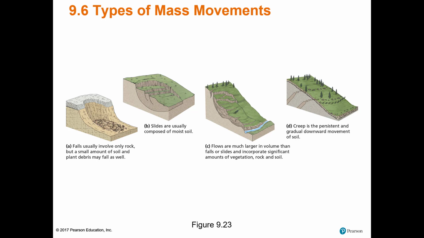Slides are usually composed of moist soil. A flow, which is shown in C here, is much larger in volume than a fall or a slide, and they have significant amounts of vegetation, rock, and soil. And then finally, creep is a persistent and gradual or slow downward movement of the soil.